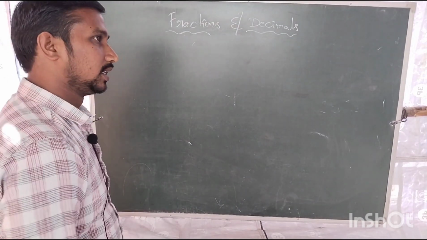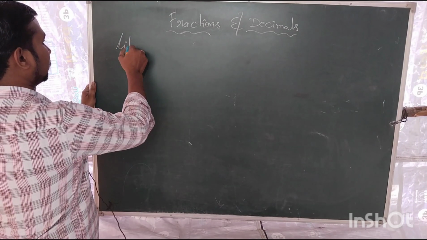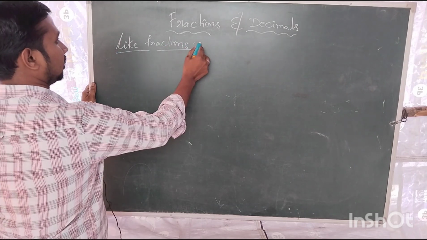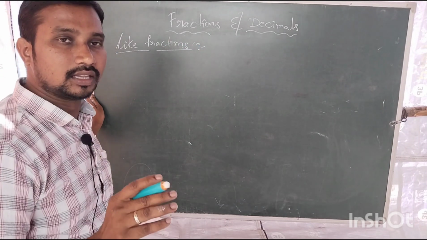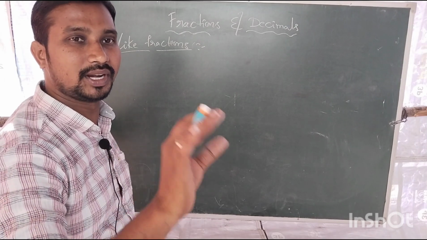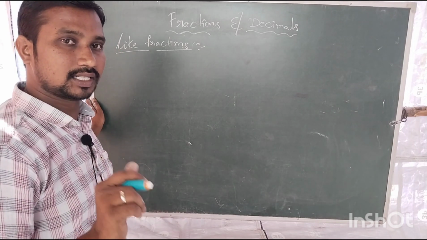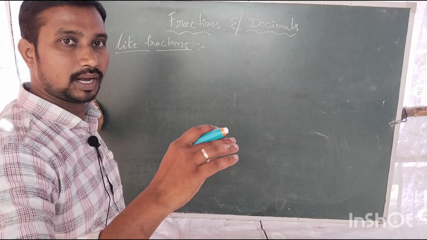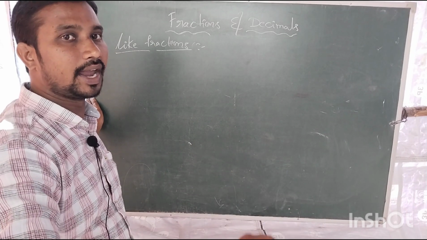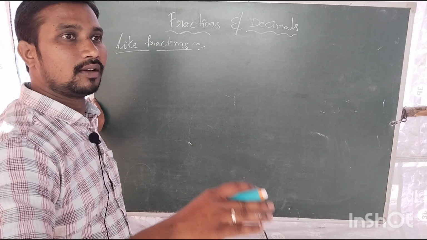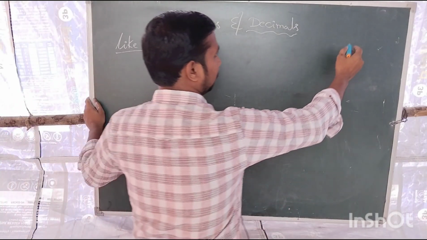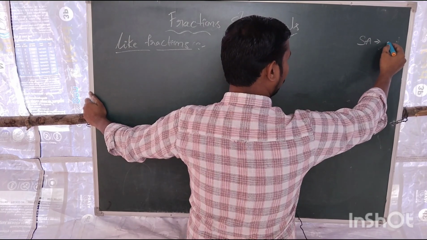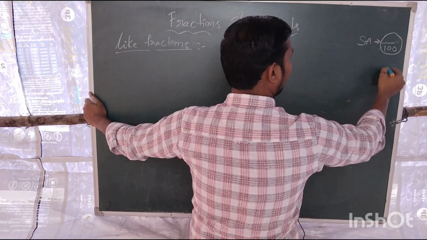Next are like fractions and unlike fractions. Like fractions: what is the definition of like fractions? The fractions which have the same denominator are called like fractions. For example, schools conduct examinations, and they give question papers for 100 or 80 marks: for 9th to 10th, 100 marks, for 6th to 8th class, 80 marks. For example, SA1 exams conducted by the government have question papers for 100 or 80.